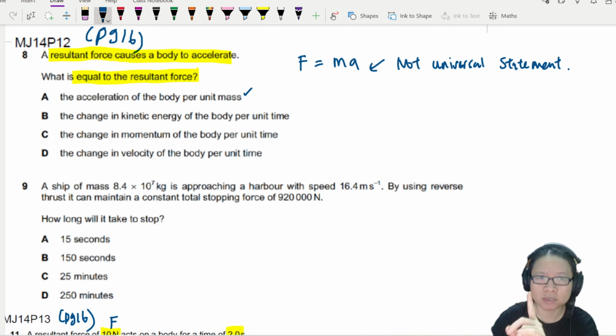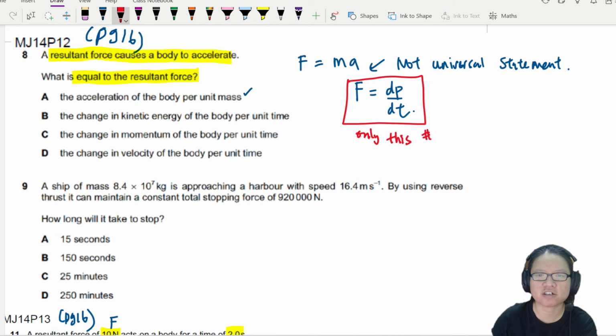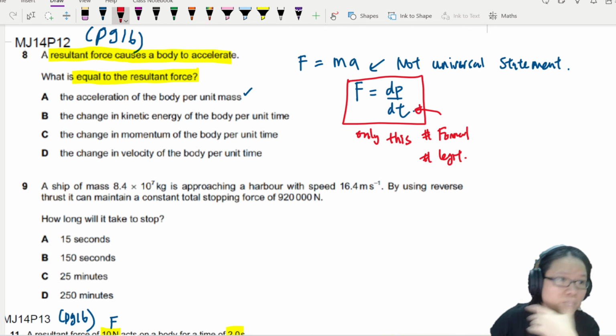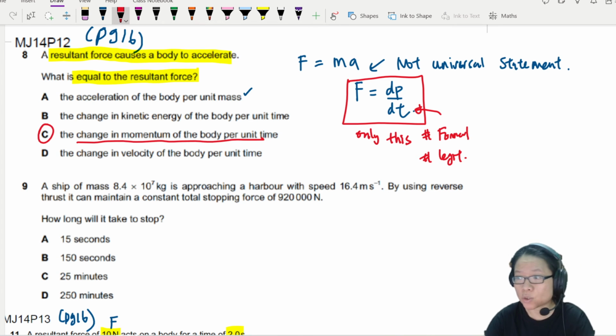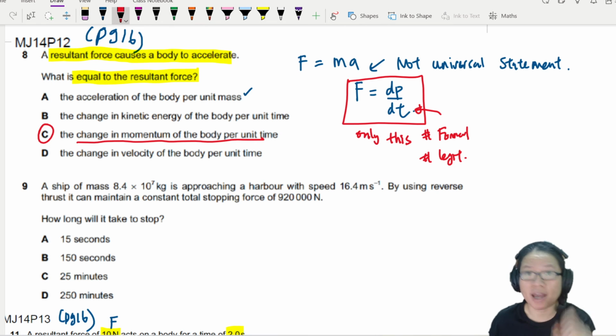Not a universal statement. The universal statement is this. Force is rate of change of momentum or change in momentum per unit time. Only this is the legit one. Hashtag formal. Hashtag legit. Use this. Okay, so you just go for a change in momentum per unit time. Ta-da! Okay, don't let them trap you because they already know that you are very familiar with F is ma.